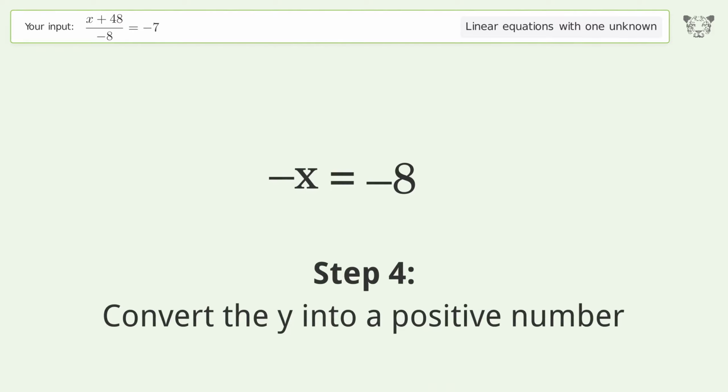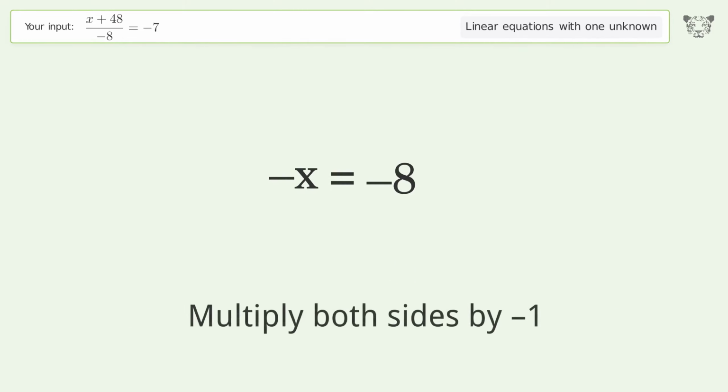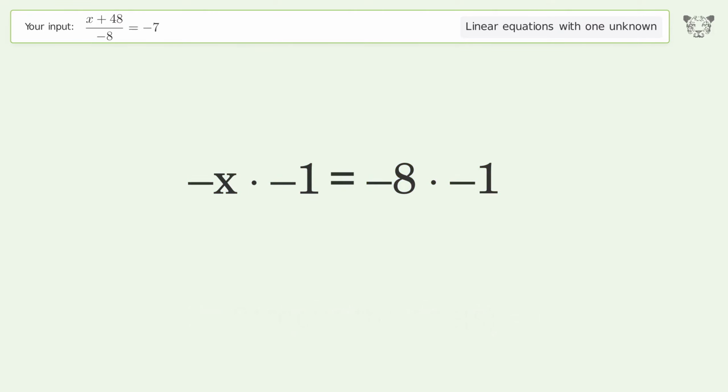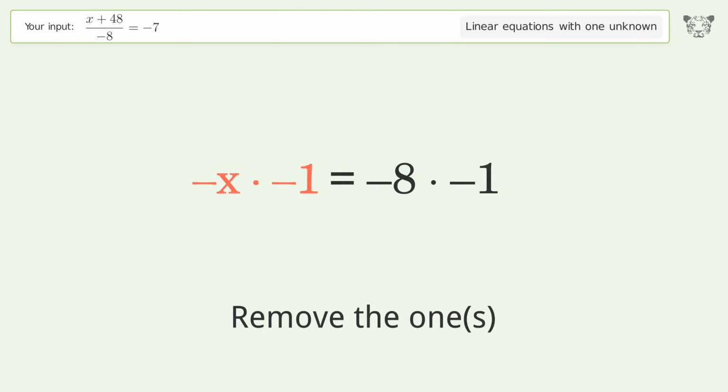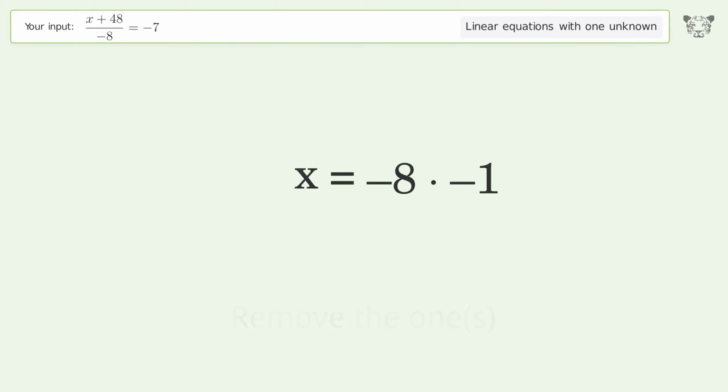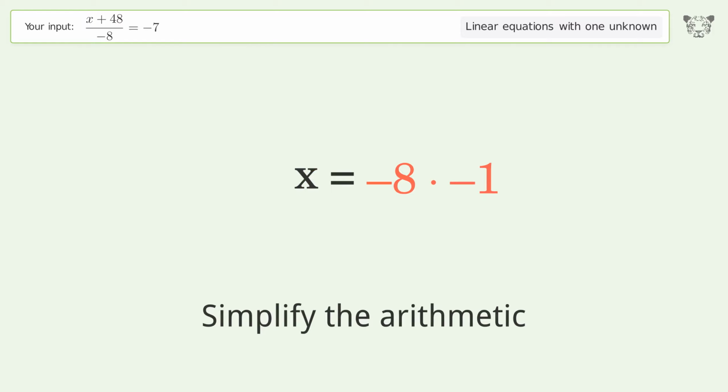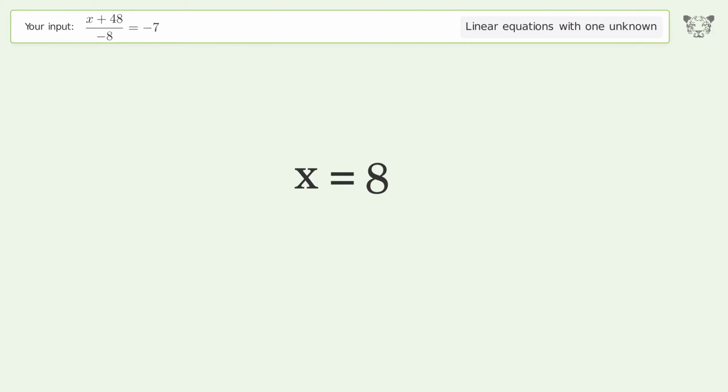Convert the y into a positive number. Multiply both sides by -1. Remove the ones. Simplify the arithmetic. And so the final result is x equals 8.